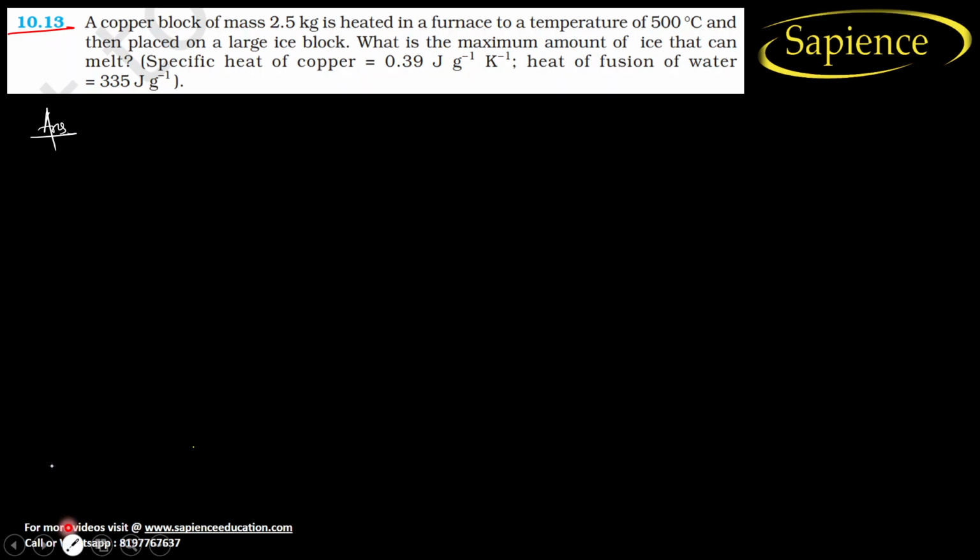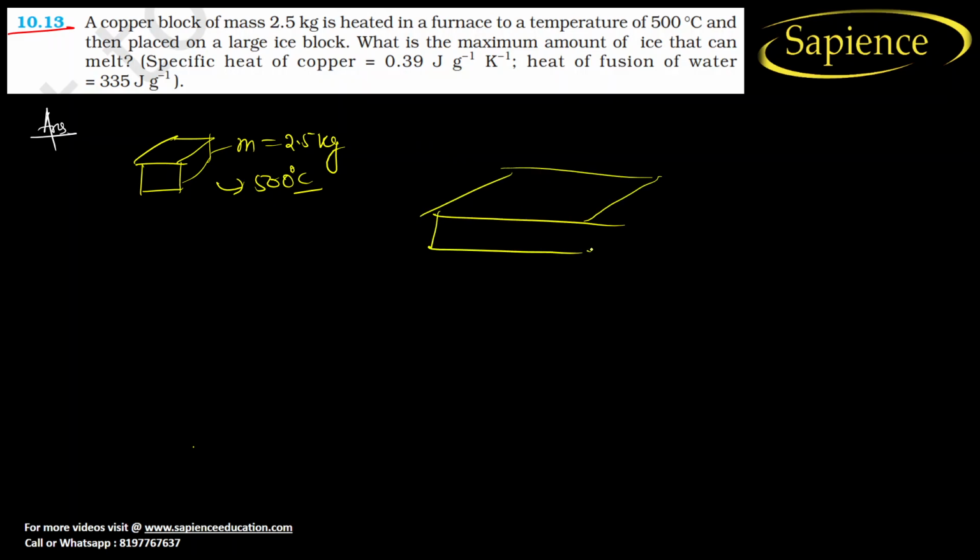Now, let us see. There is a copper block, and its mass is 2.5 kg, heated in a furnace to 500 degrees Celsius. Then it is placed on a large block of ice. We don't know the mass; we want to find the mass of the ice block which melts.